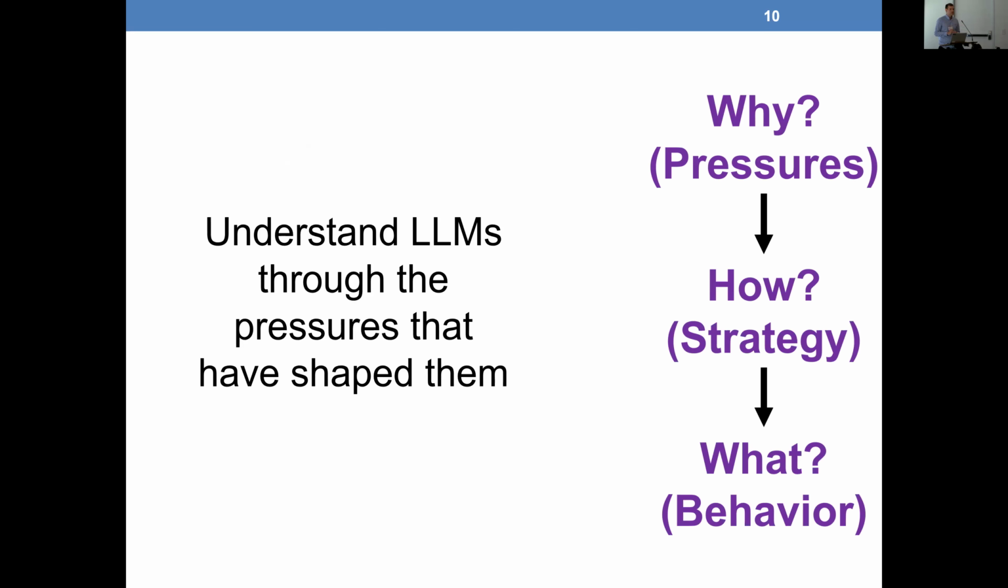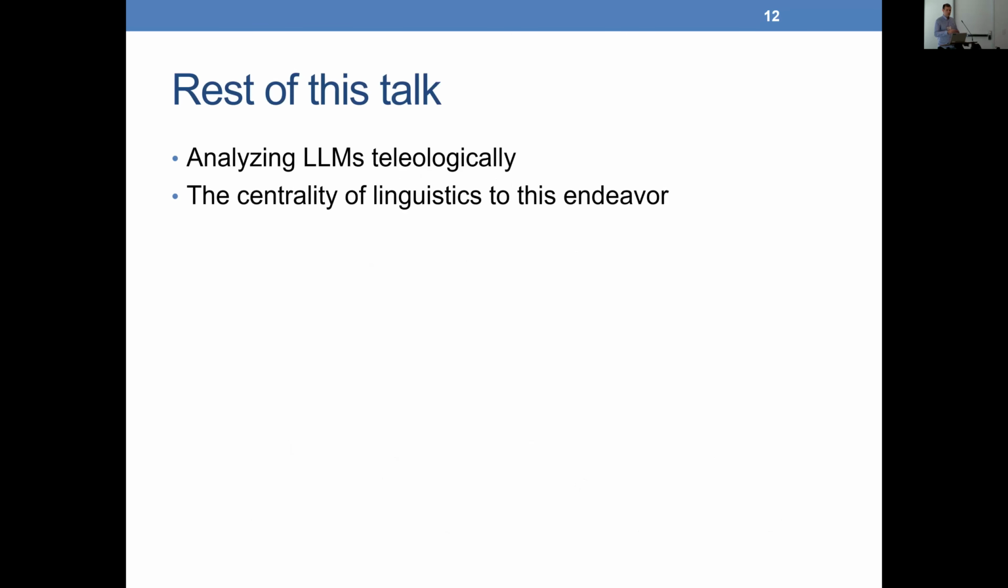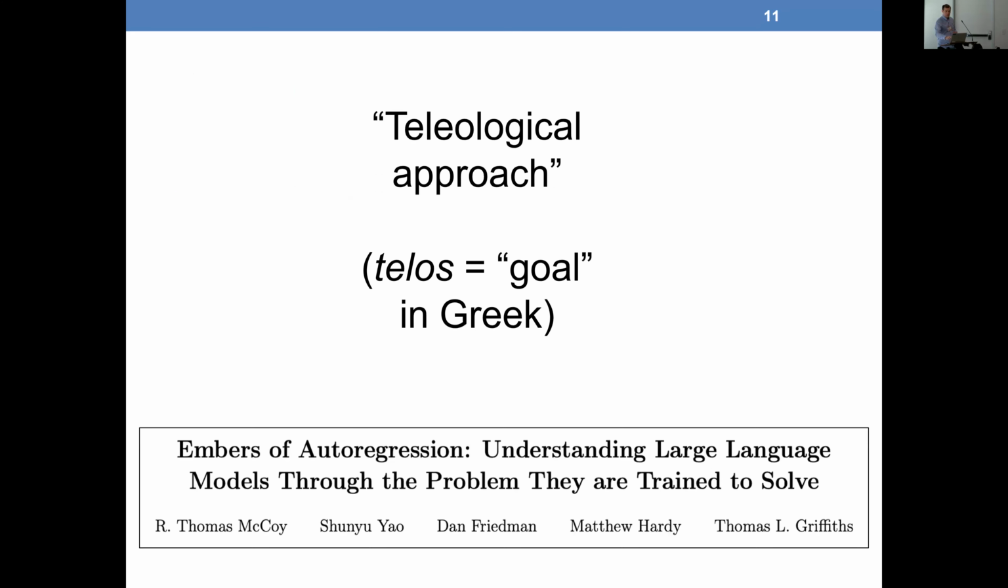This general approach is very well known from evolutionary biology, where it's commonplace to try to understand organisms by analyzing what evolutionary pressures have shaped them. In this talk, I'll be discussing how this approach can help us understand large language models, and I'll also motivate how linguistics is really central to this endeavor. We refer to this approach as the teleological approach, where teleological means goal-oriented, and most of what I'll be discussing comes from this paper called Embers of Autoregression, which is written with some fantastic co-authors, Shunyu Yao, Dan Friedman, Matt Hardy, and Tom Griffiths.